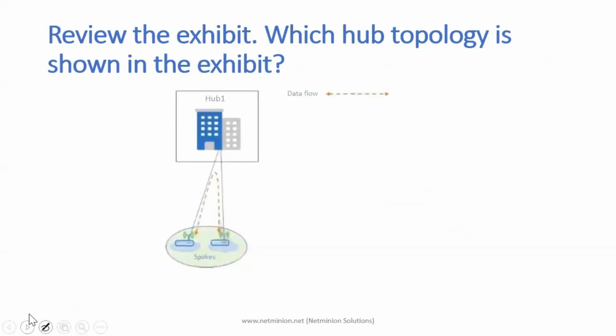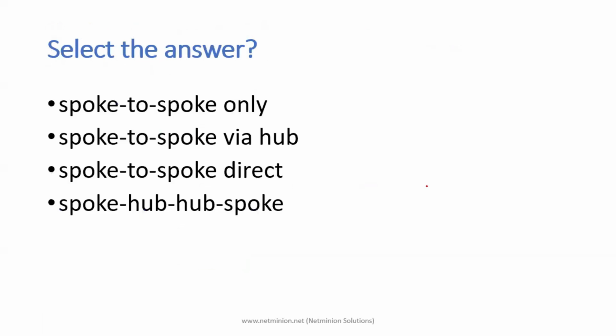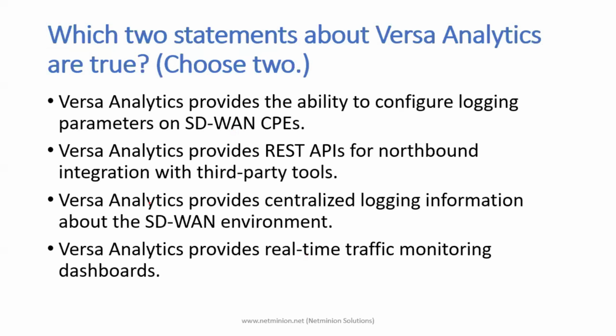Review the exhibit. If you see this, we can see spoke to spoke communication is going via hub. So it is like that, right? Yes, and it is a data flow. We can see from the diagram. What is the answer? Second one. Correct. Okay. Let's go ahead.